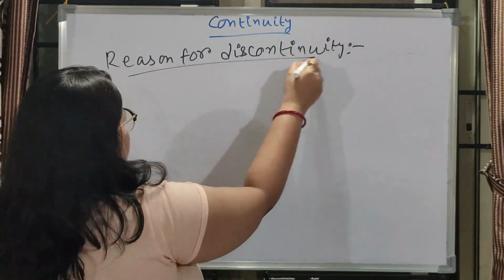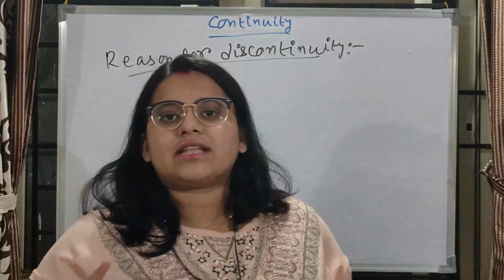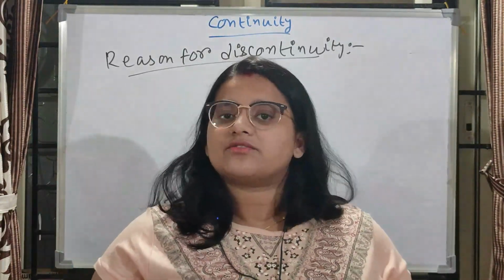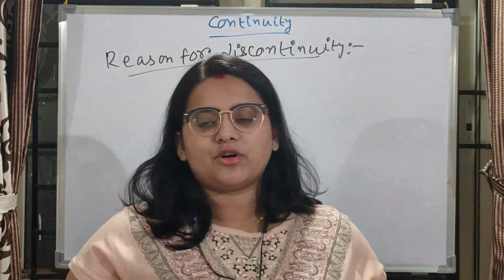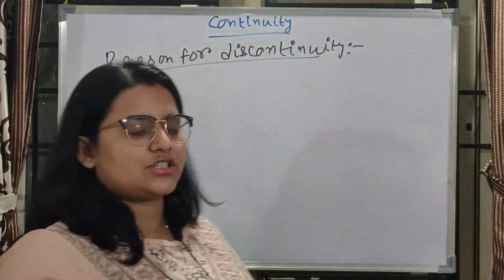There are three types of discontinuity. We'll talk about three types of discontinuity. That is, one is if both the limits do not exist. Another one is if the function is not defined at that particular point. And the third one is both the limits exist but they are not equal to the functional value.